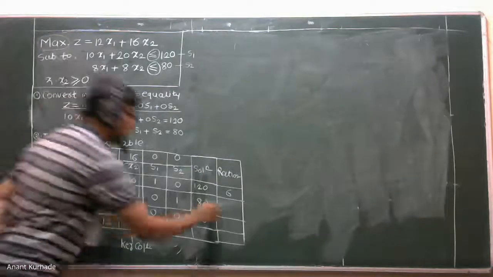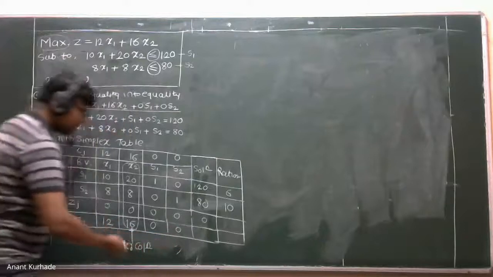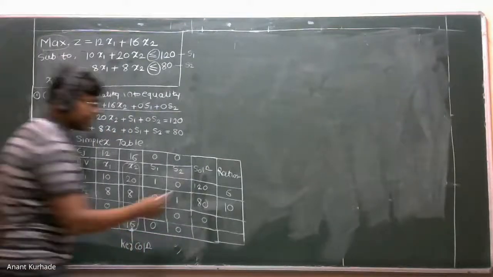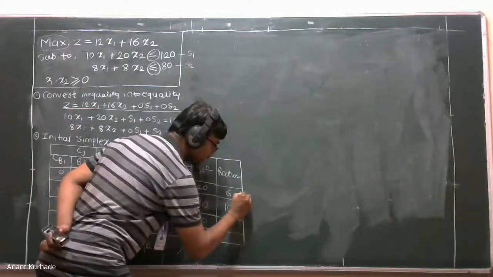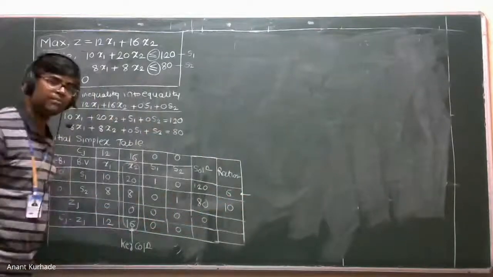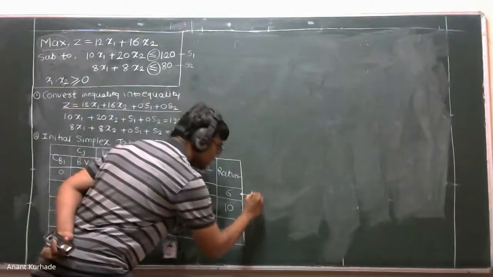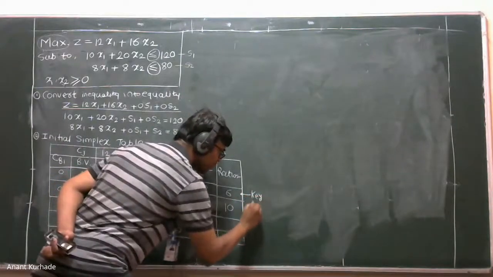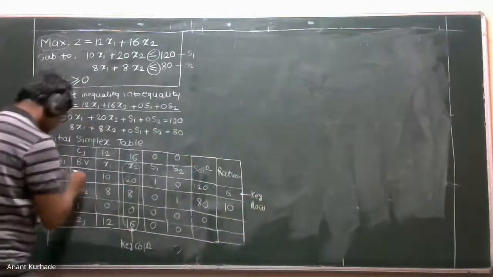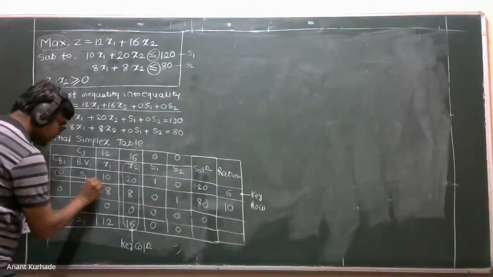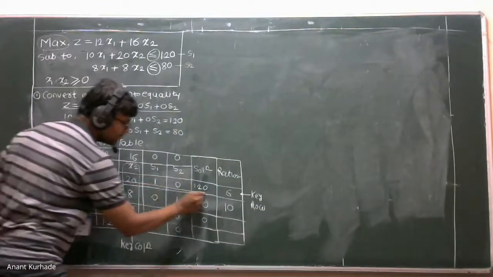It is 10. Now, for finding key column, we are finding maximum value. For key row, check minimum value. So 6 is minimum, so we can have this as a key row. Write down here key row. Again, can do like this, just this round line down.